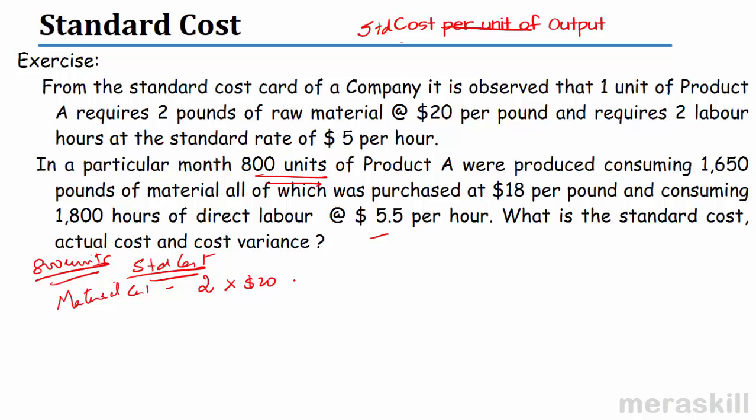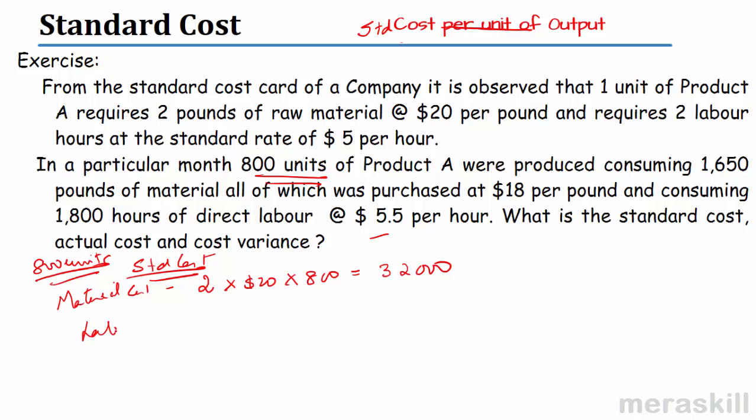How many units am I talking about? I am talking of 800 units. So this would be the cost. How much is this? 32,000. 2 twos are 4, 8 twos are 32. This is the standard material cost.